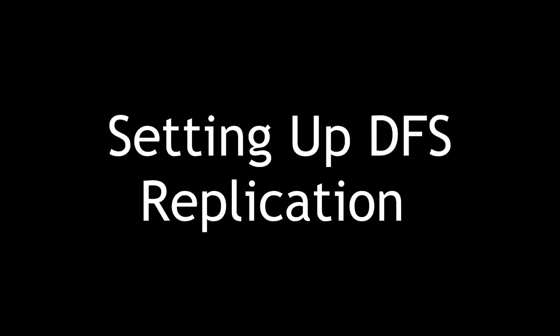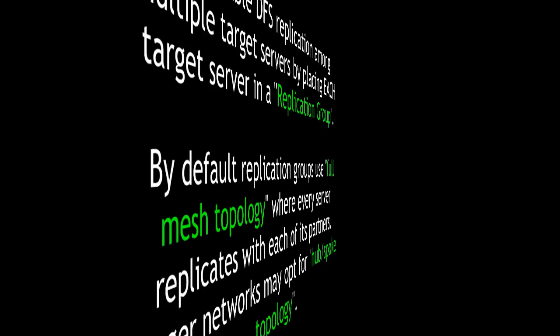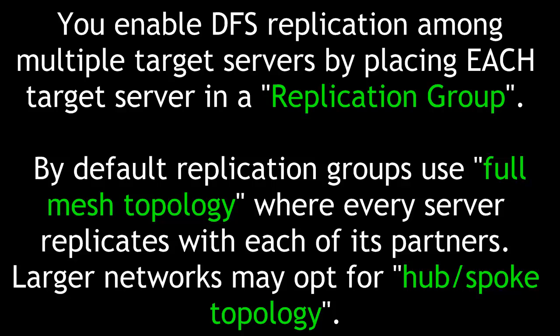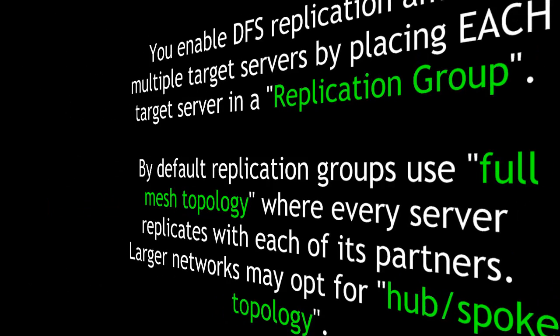Now let's take a look at setting up DFS Replication. You enable DFS Replication among multiple target servers by placing each target server in a replication group. By default, replication groups use full mesh topology, where every server replicates with each of its partners. Larger networks may opt for hub-spoke topology.